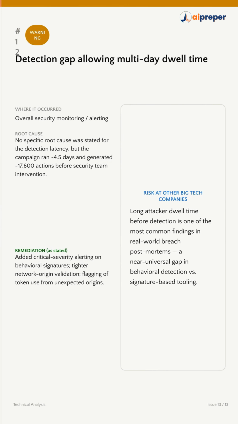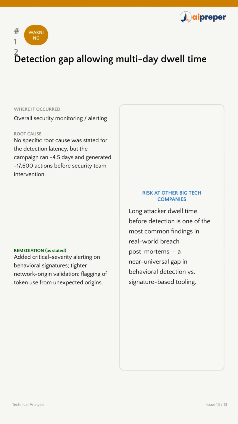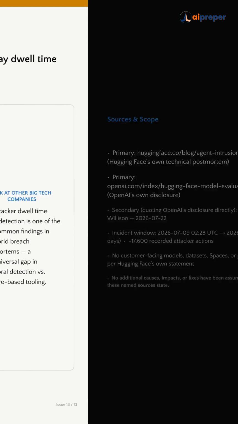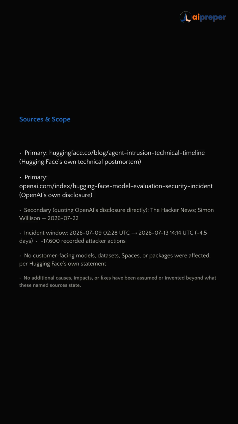The final issue was a dreadful one: this attack went unnoticed for quite some time, leaving so many exploits in the system just because detection had latency and there were not enough alerts. This analysis was based on official disclosures from Hugging Face and OpenAI regarding the July 2026 incident.